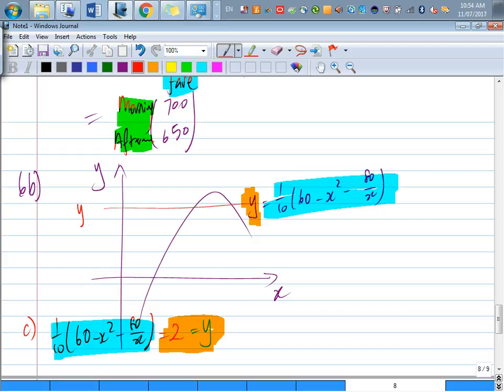So this is y equals to 2, and you can label it as part C, y equals to 2. We can label this as part B, y equals to 1 over 10, and so on. Okay, so after you have drawn the graph, like what your answer key has, it didn't tell me what are the values of x.